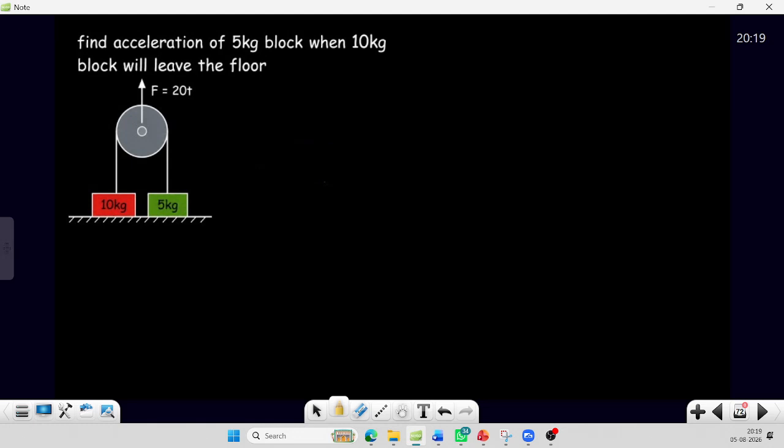Okay, so when the 10 kg block is moving, the 5 kg block previously would already move up, na? Now when the 10 kg block is just leaving, the 5 kg block will move with some acceleration. That acceleration we need to find out. Tell me now, in this case, what is this weight here? This is 100 newtons. If we call this the tension T, this is also the same tension T.